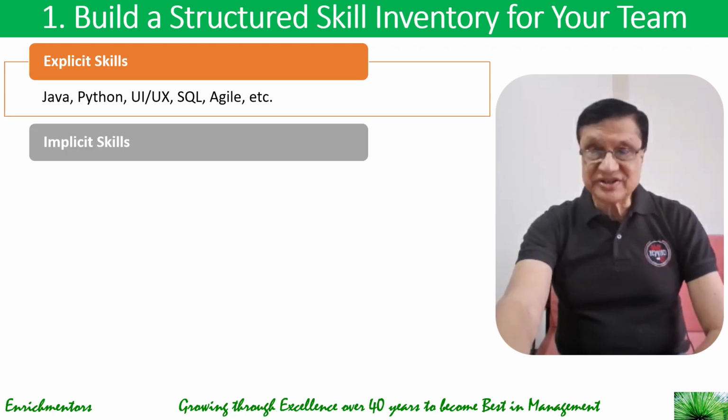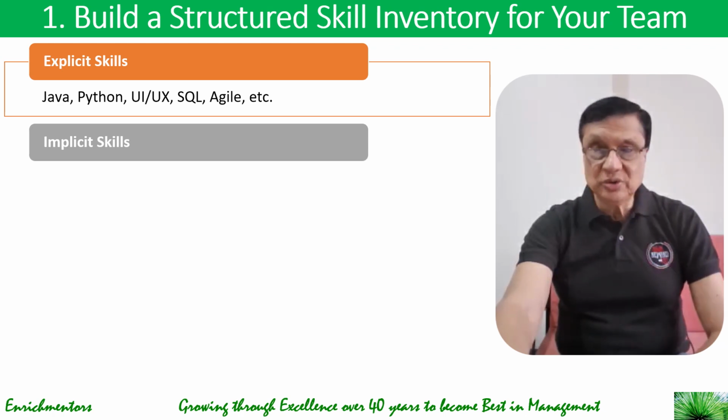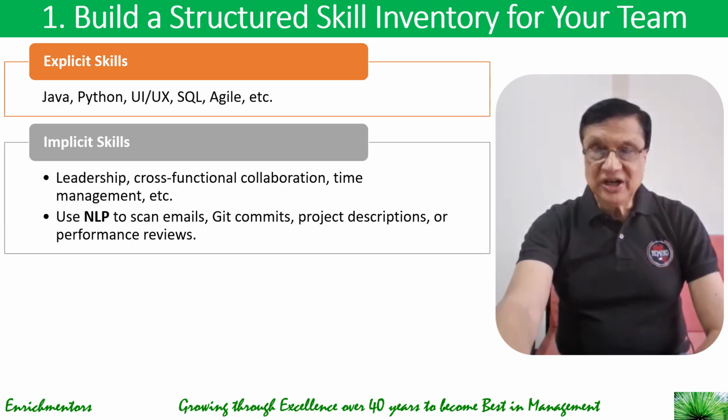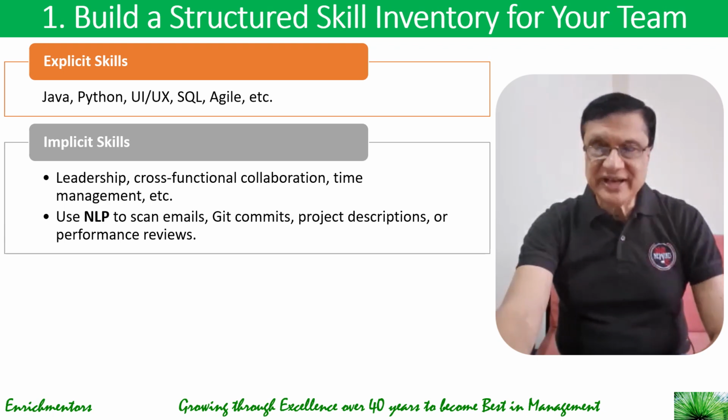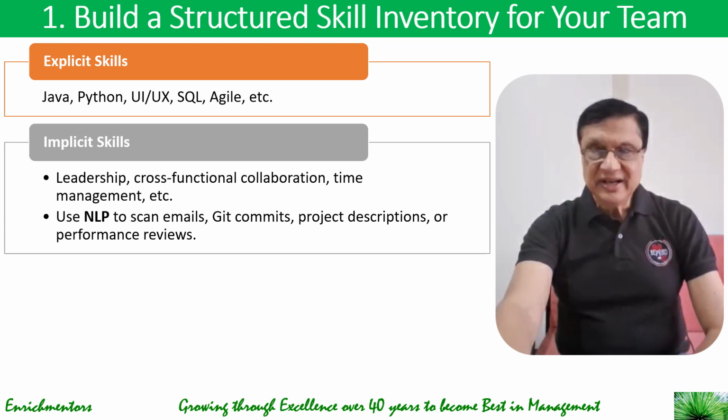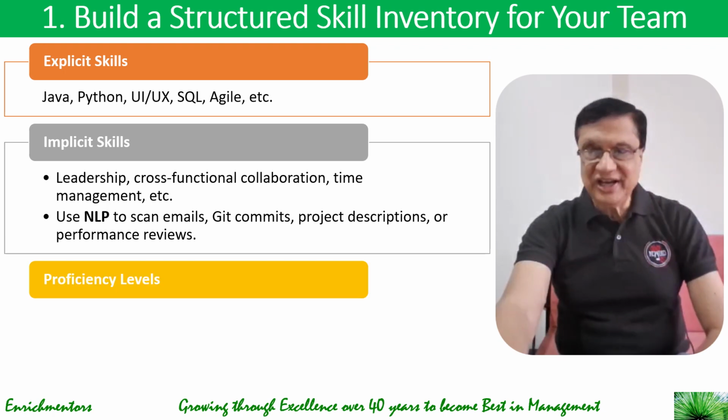Then there are implicit skills inferred from past projects or documents, and this could include things like leadership, cross-functional collaboration, time management, and you can use NLP to scan emails, Git commits, project descriptions, or performance reviews to infer these. Third thing you need to build in this skill inventory is the proficiency level, on a scale of 1 to 5, for all your key resources, whether they are beginner, intermediate, or expert.